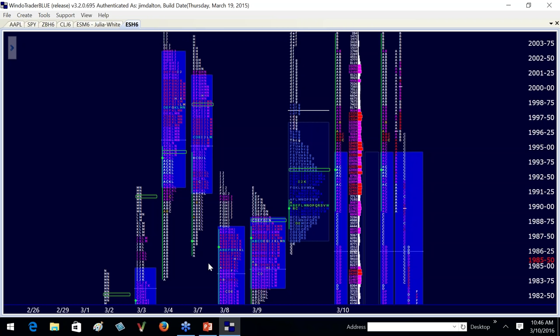Well, guess what? The auction was never completed. And this happens all the time. Sometimes it's not completed because of the end of the day. Sometimes it's not completed because inventory got too short. And my guess would be, on a day like this, inventory probably got too short, so the auction didn't get completed.